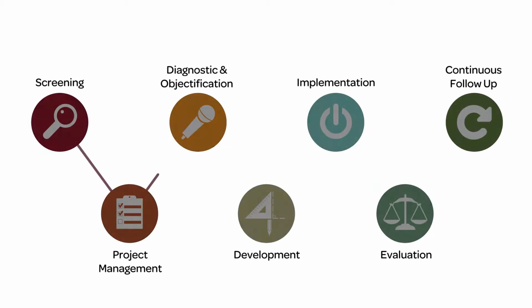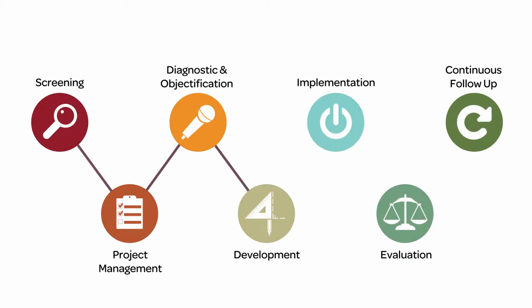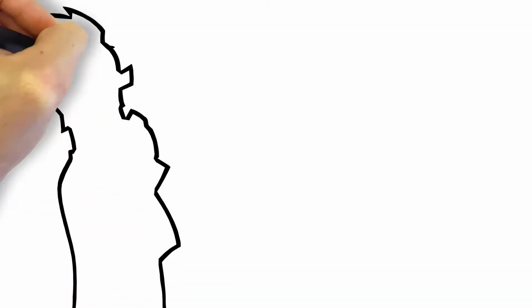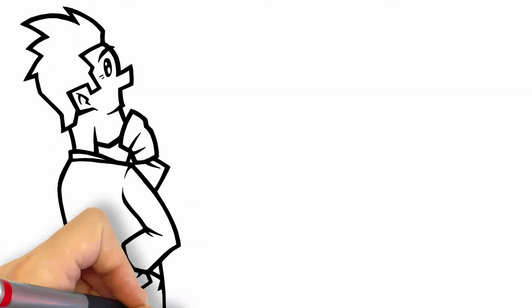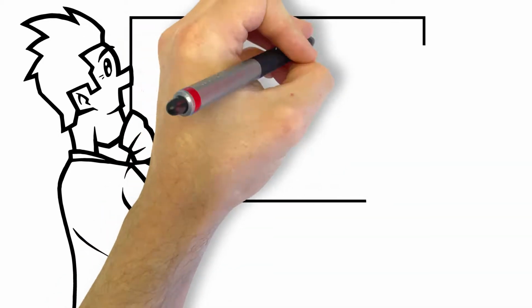The 7-phase method to design, implement and evaluate a critical care pathway. Phase 1. Screening. The screening phase starts when the demand for a new care pathway is made or when the team feels there is a need to adapt an existing pathway.